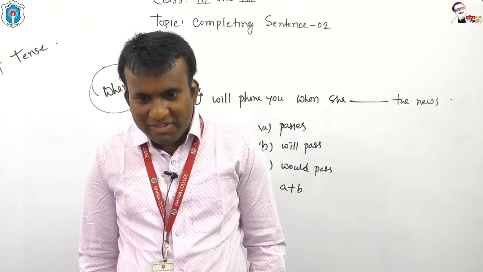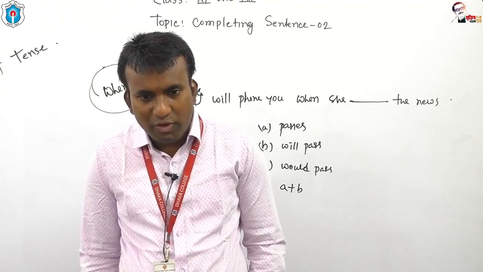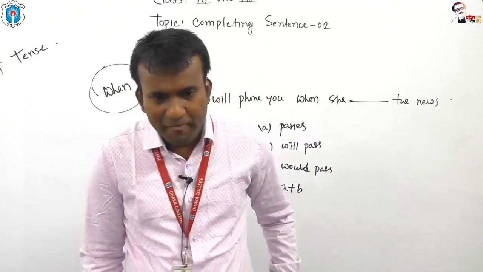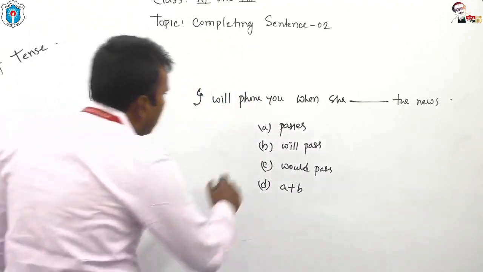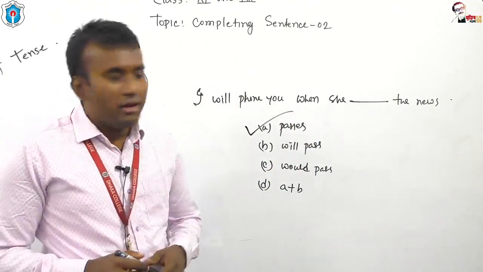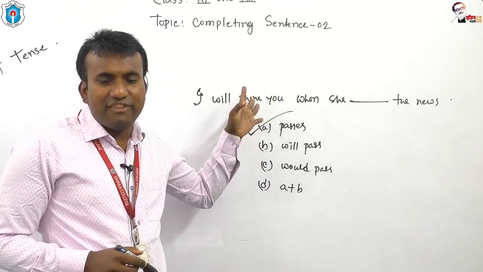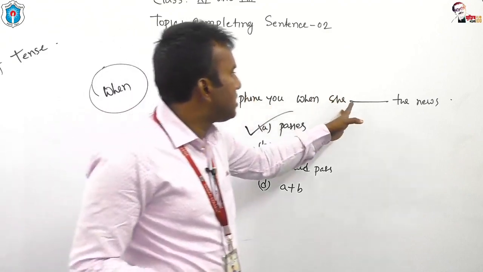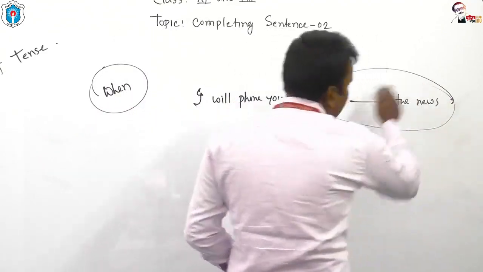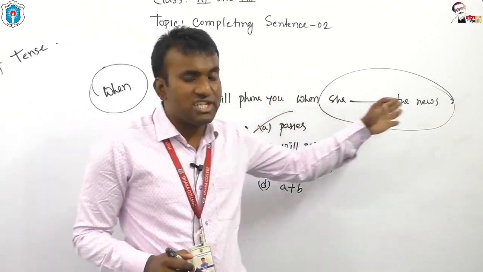Oh my god, we have spent a lot of time here. We have already passed 50 or 51 minutes. Oh my god, I will talk for not more than 2 minutes. Okay, look, the answer is A. Why? Be careful, I will phone you. This is an event of future tense. She dashed the news. This is also an example of future tense. I will phone you when she dashed the news.